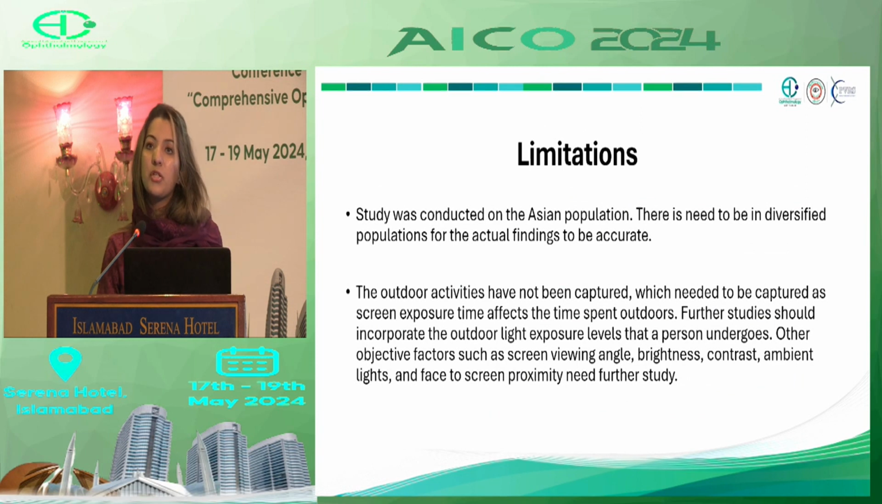The major limitation that we faced in our study was that it was conducted in the Asian population. For the findings to be accurate, the study must be conducted in a diversity of populations, and outdoor activities were not captured in our study. Further studies should incorporate the outdoor light exposure levels that a person experiences. Other factors such as contrast and ambient lighting can also be observed in the study.